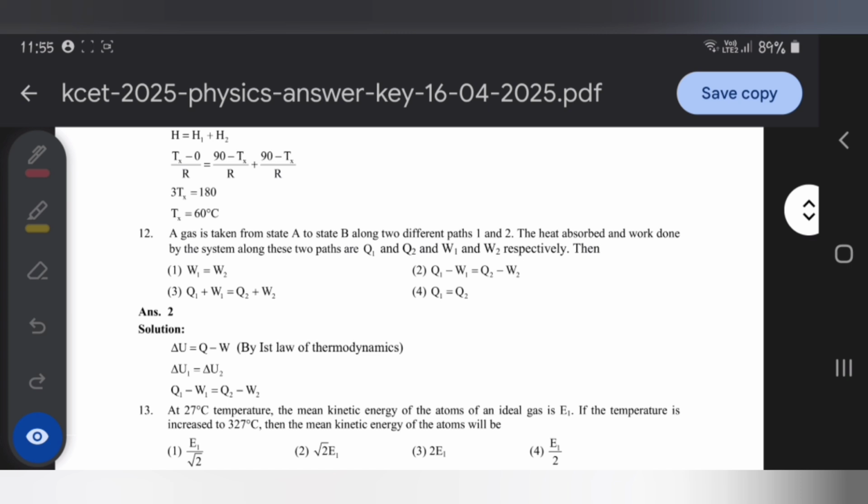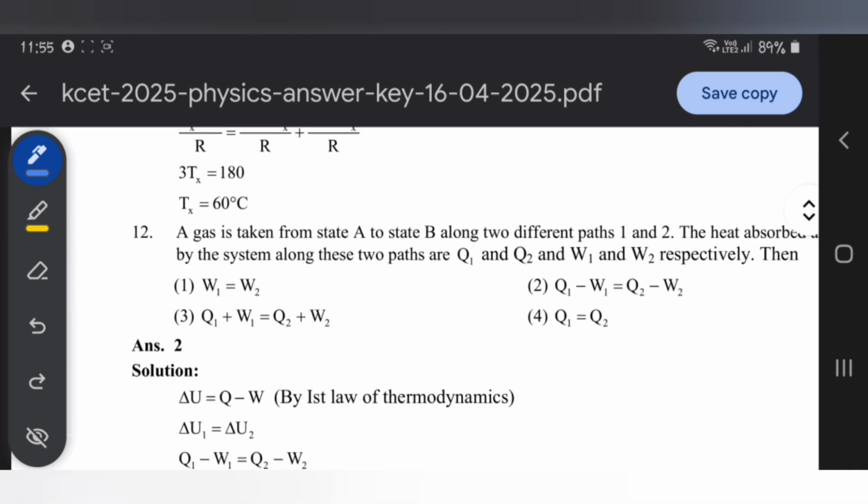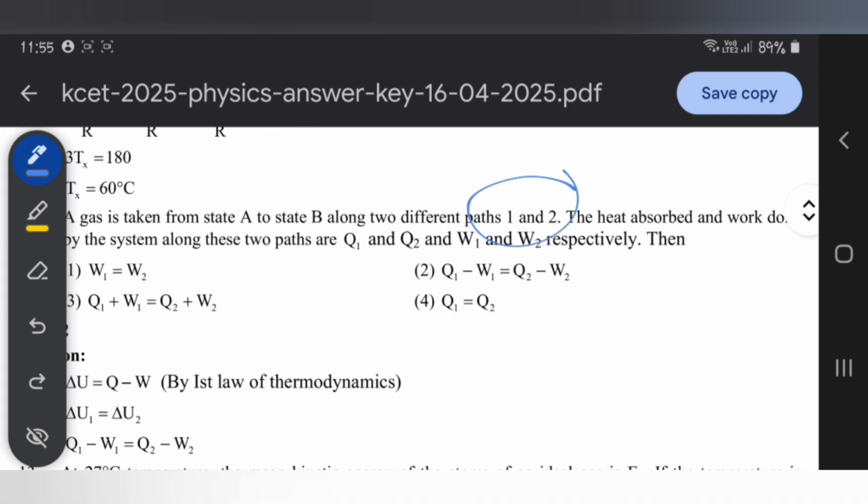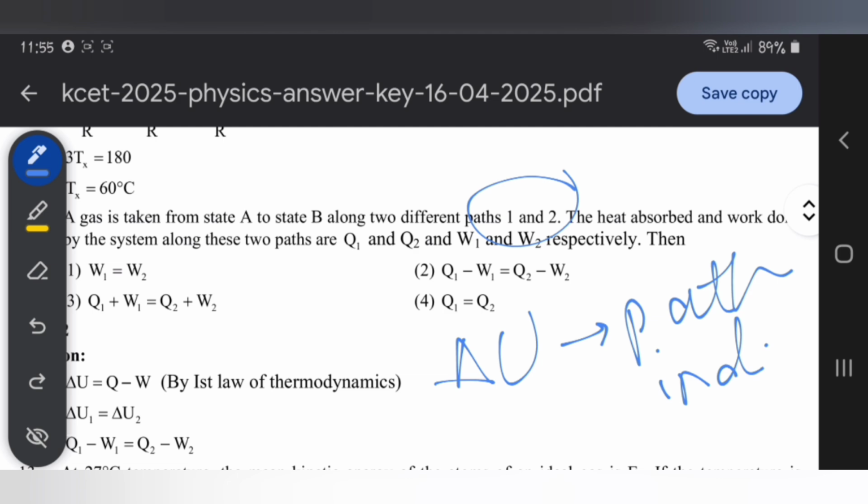Now look at this question. This particular question is quite easy. Why? Let me say why. A gas is taken from state A to state B, and two different paths have been followed, 1 and 2. If you remember, the change in internal energy is path independent. In the sense it only depends on the final and the initial state. The final and the initial are the same, the path is different, so it is path independent.